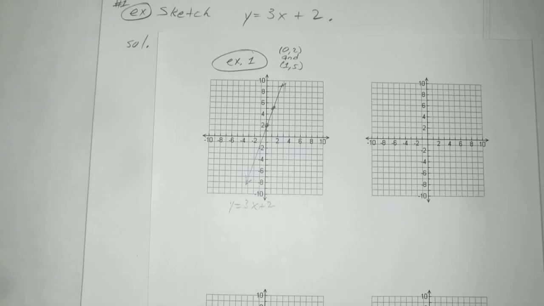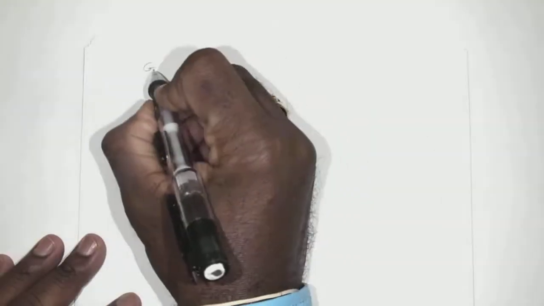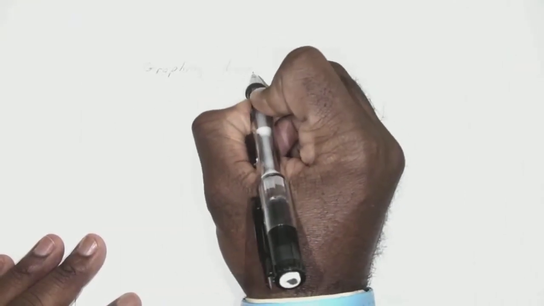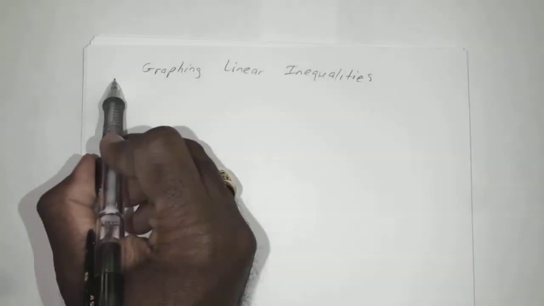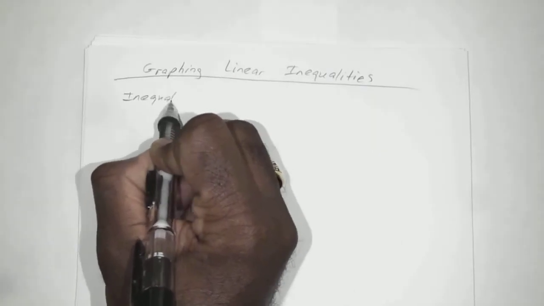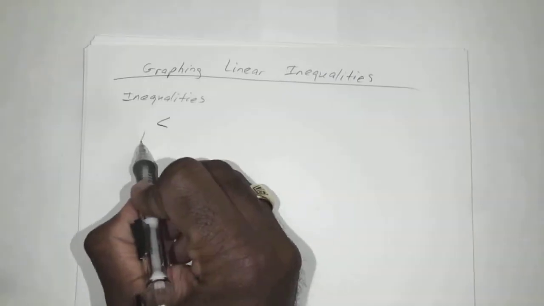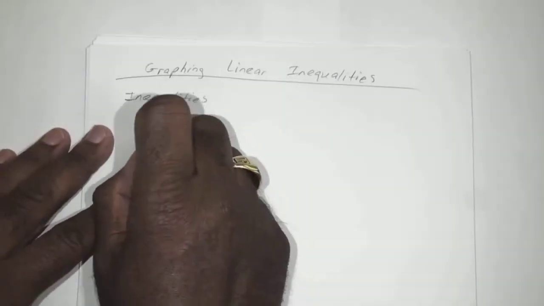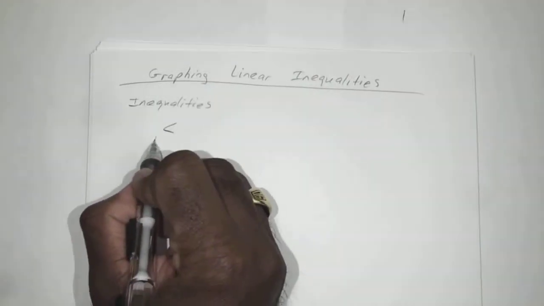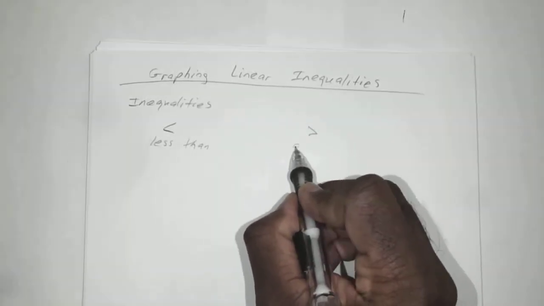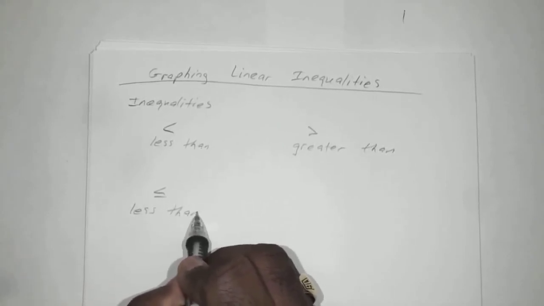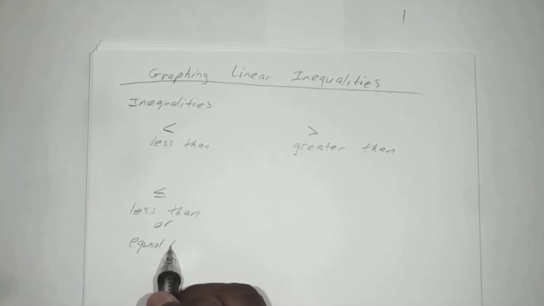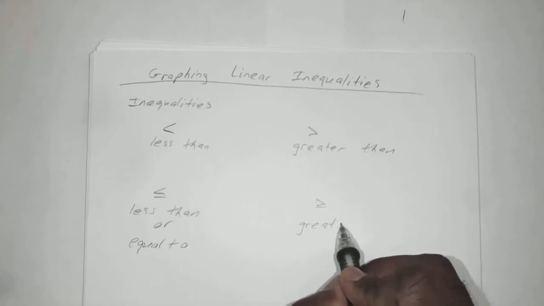All right, so now we're going to graph our linear inequalities. Okay, so graphing your linear inequalities. If you remember, your inequalities are just your less than, greater than, less than or equal to, and greater than or equal to.